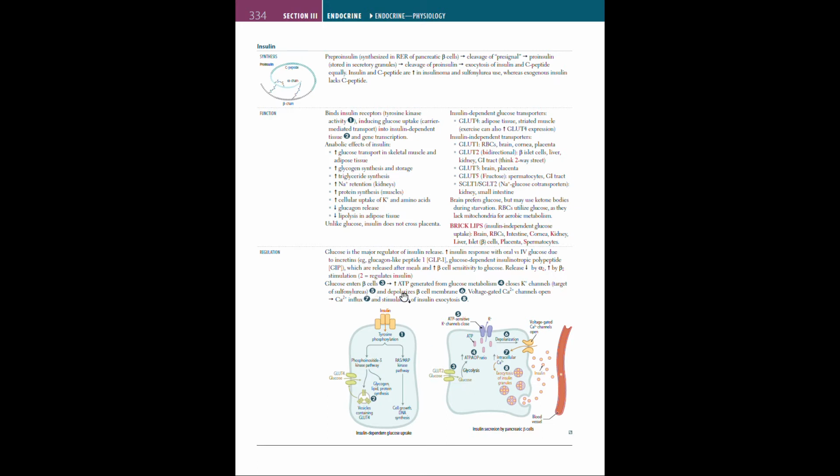That will cause an increase in ATP generation, energy generation from glucose metabolism, which closes the potassium channel, the target of sulfonylurea, and depolarizes the beta cell membrane. Voltage-gated calcium channels open, causing calcium influx and stimulation of insulin exocytosis. So here you can see a diagrammatic representation of all the regulation we just talked about.